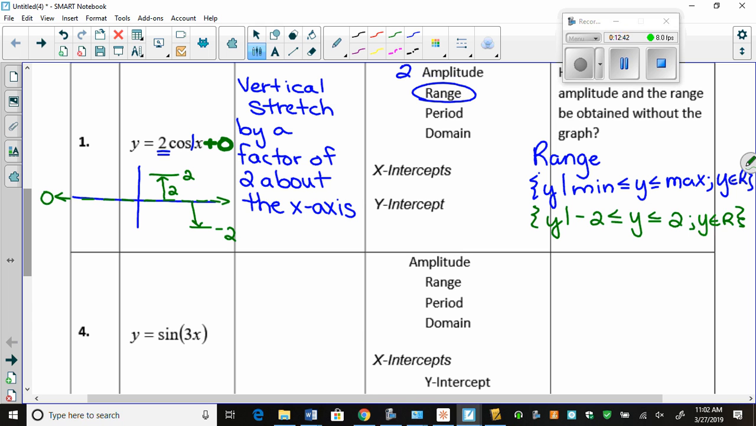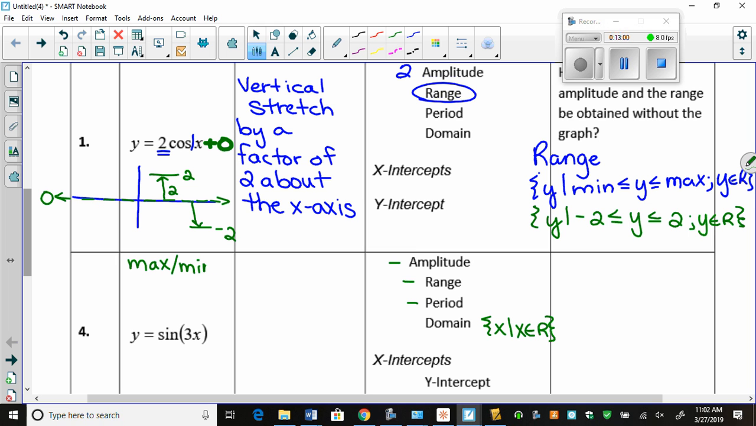So I want you guys, I don't care about what changed. I want you to give me the amplitude, the range, and the period. The domain is x ∈ R every single time unless I restrict it. So I want those 3. And then I want you to give me the maxes and mins.